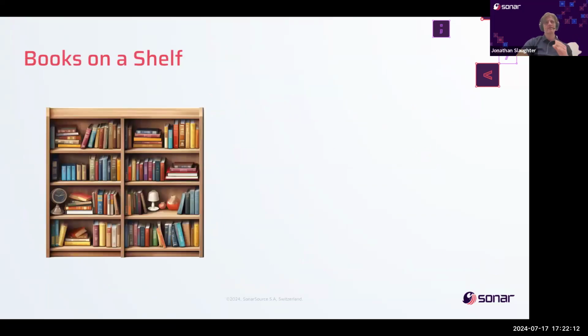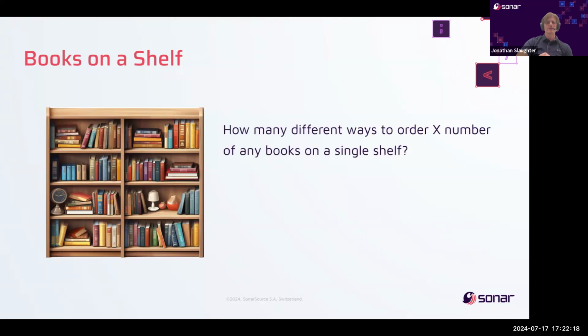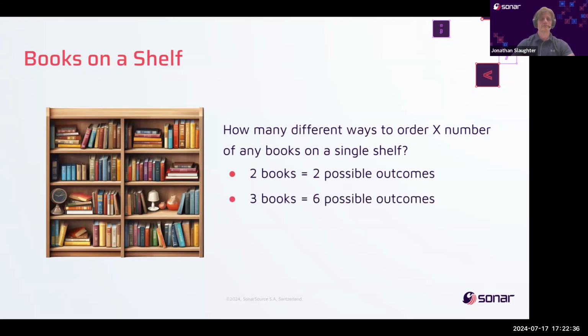Some people here may be familiar with the books on the shelf analogy. I happen to love it. I think it's a very good example. So the question is, how many different ways can you order X number of books on a single shelf? So stacking them next to each other in any specific order. If I have two books, I get two possible outcomes: book one, book two, or book two and book one. Three books, I can go 1, 2, 3, 1, 3, 2, 2, 1, 3, 2, 3, 1, 3, 1, 2, 3, 2, 1. You can do all those different ways. So, all right. Well, all of a sudden, I go to 6 books and I have 720 possible outcomes.